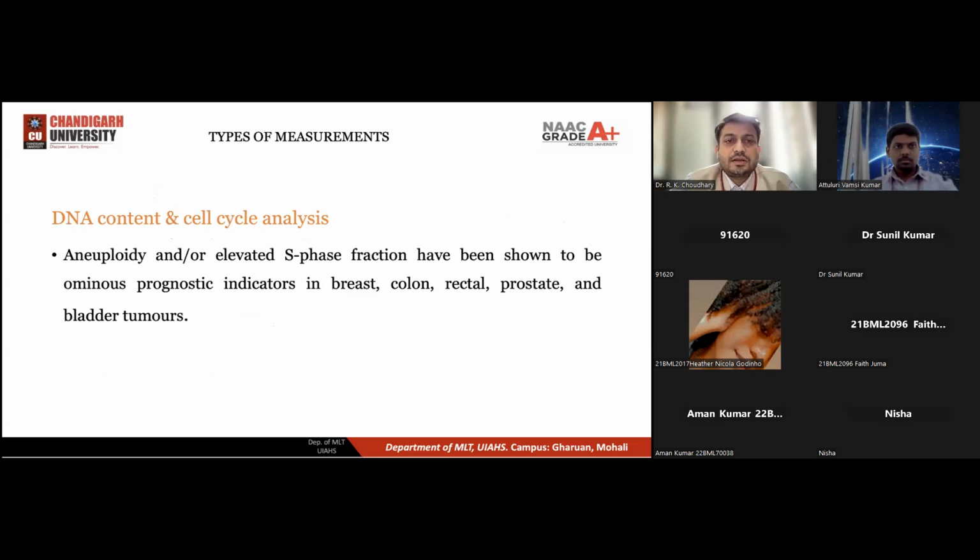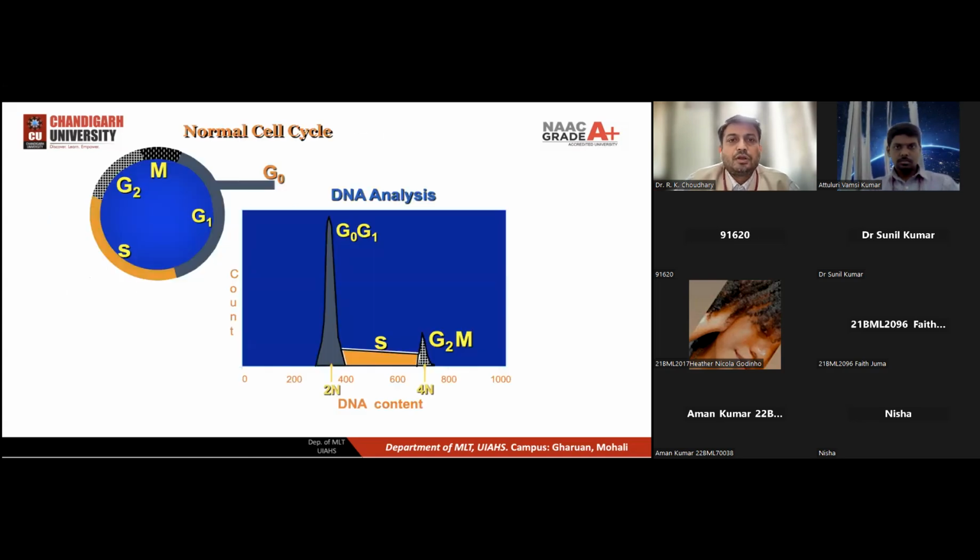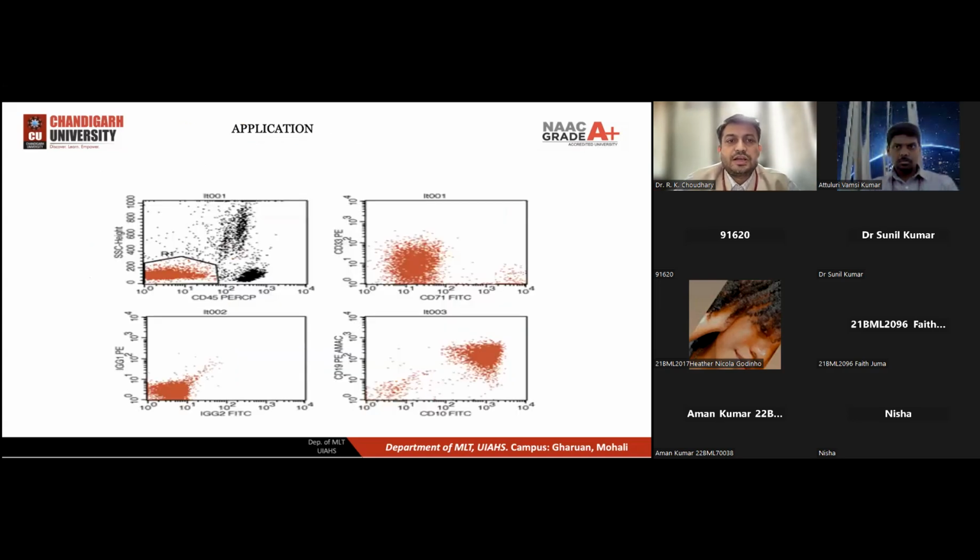DNA content and cell cycle analysis. Aneuploidy or an elevated S-phase fraction has been shown to be a prognostic indicator in breast, colon, rectal, prostate, and bladder tumors. So any tumor analysis we can do through flow cytometry. These are the normal cell cycles we can identify from the DNA content. We have the G phase, S phase, and the 4 cell cycle phases. Then we can easily identify them by how much of the color they have.